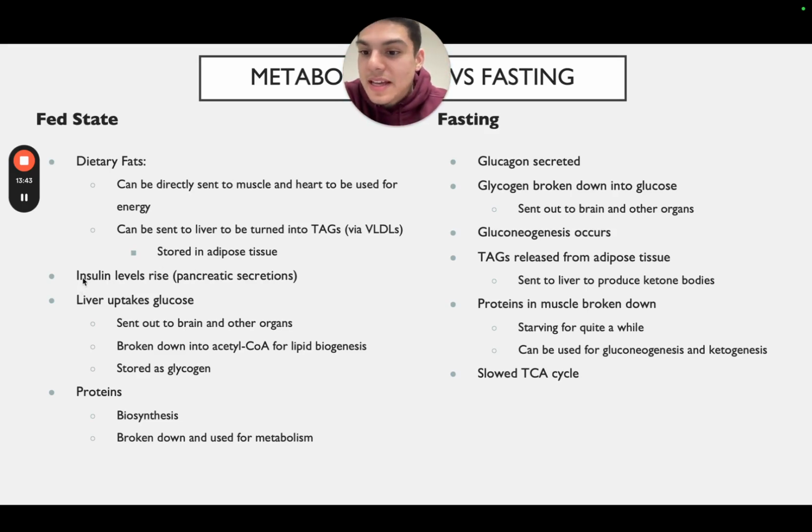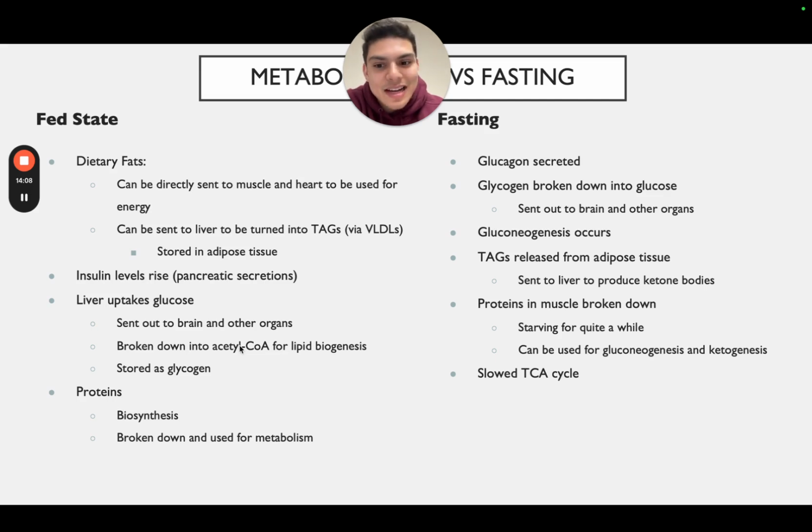Then we have insulin levels rise, which the pancreas secretes, this hormone, and that tells the body, hey, we have high blood glucose levels, we need to get rid of it from the blood. And so the liver takes up glucose. So it's sent out to the brain and other organs. It's broken down to acetyl-CoA for lipid biogenesis. So if we want to make those fatty acids, triacylglycerols, cholesterol, we use the acetyl-CoA by breaking down the glucose into acetyl-CoA. That's what I was mentioning.